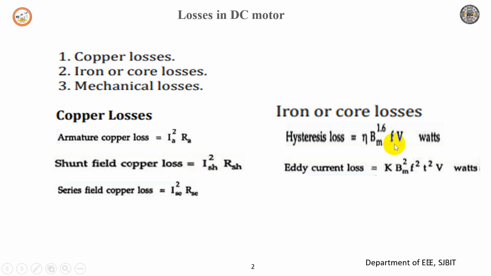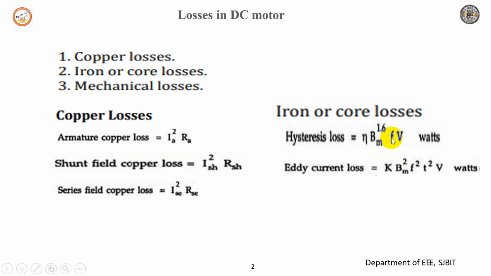When it comes to iron or core losses, they are also referred to as magnetic losses. This includes hysteresis losses and eddy current losses. Hysteresis loss is given by the equation eta Bm to the power 1.6 f V. It is proportional to the frequency and the maximum flux density Bm in the air gap. This loss is basically due to reversal of magnetization of the armature core. Here eta is the Steinmetz constant, V is the volume of the core in meter cube and f is the frequency of magnetic reversal.